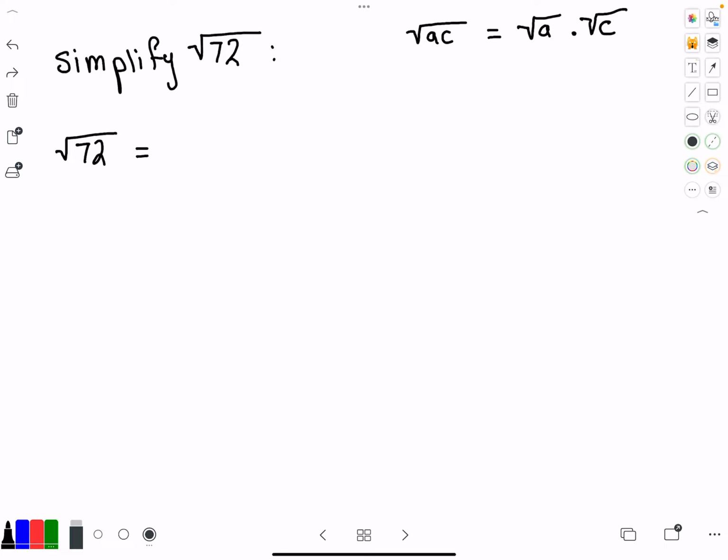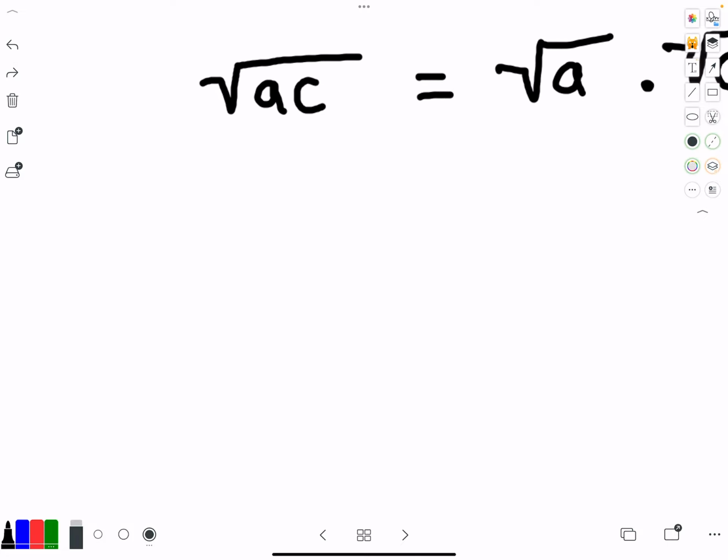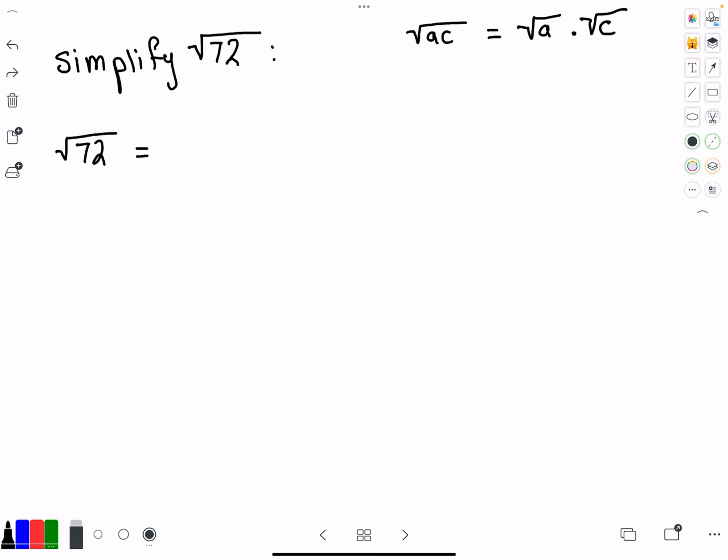Okay, so basically I'm going to start with 9-2. It asks us to simplify the square root of 72. There's a rule that says the square root of a times c is equal to the product of the two square roots. So for the square root of 72, you need to find two numbers that multiply to give you 72, and one of them is a perfect square.